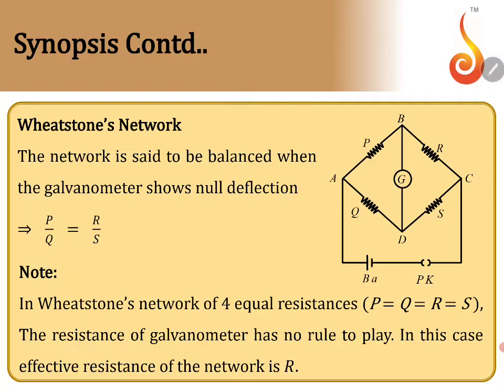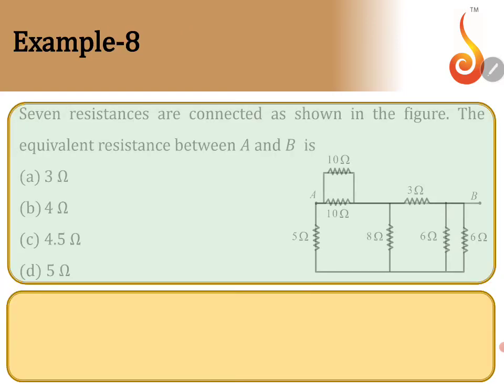Now next, see the Wheatstone bridge. As we know, the Wheatstone bridge consists of 4 resistors, and if this particular condition is satisfied, the current flowing through the galvanometer, that is Ig, will become 0. That is P by Q is equal to R by S. So if the current flowing through the galvanometer is 0, it means the potential at B is the same as the potential at D. Based on this concept, let us see one question.